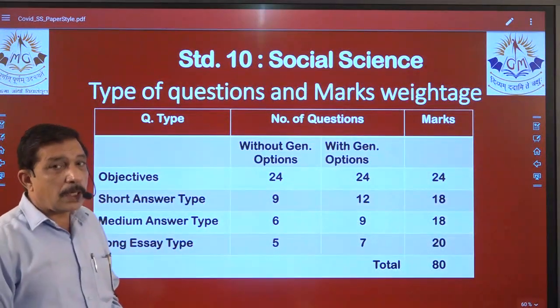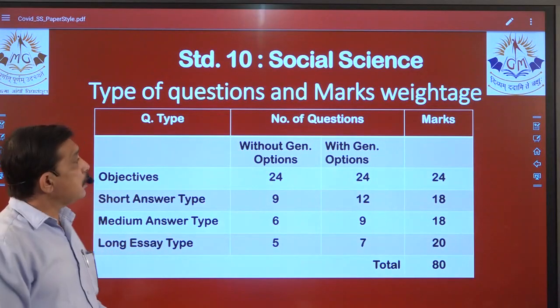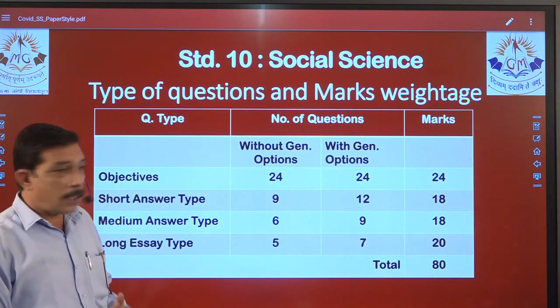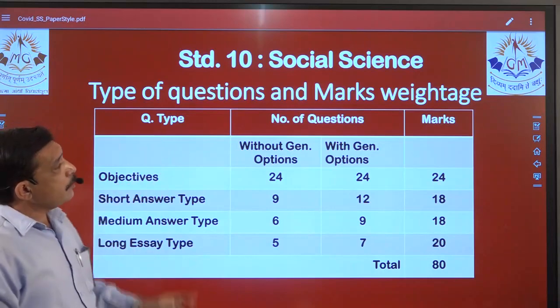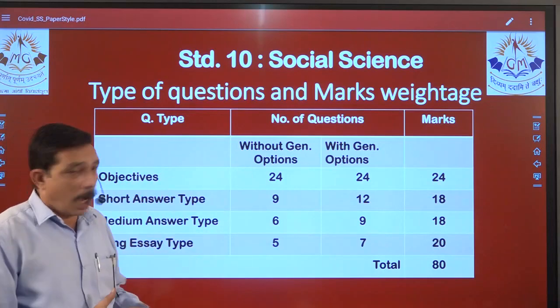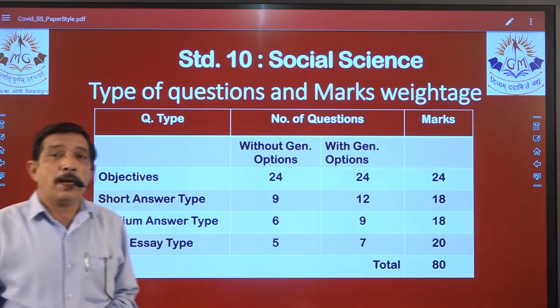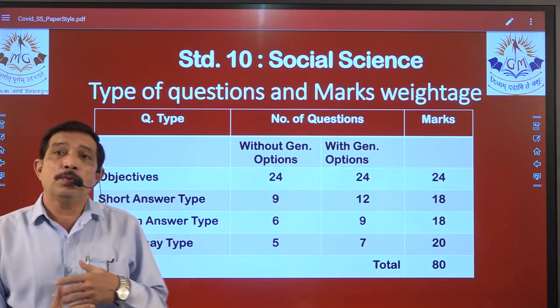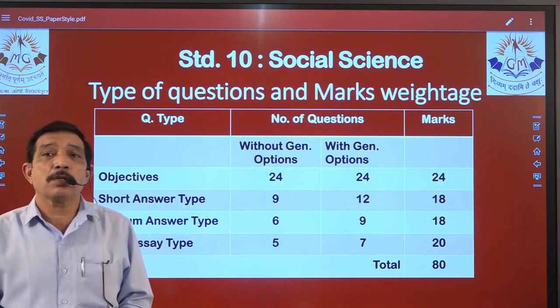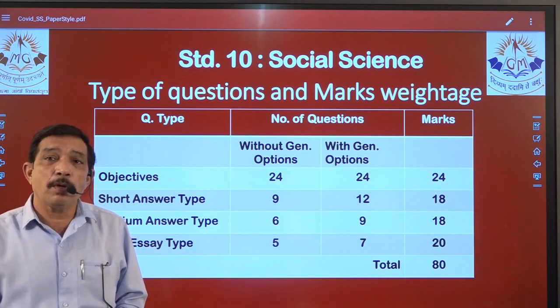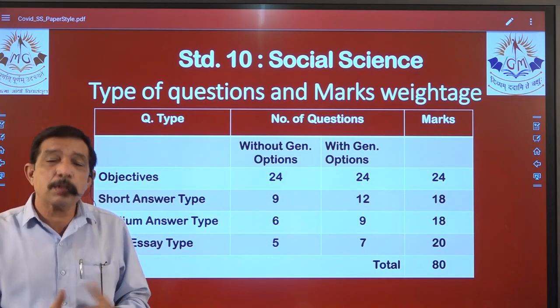Now, type of questions and mark weightage, that is what we are going to discuss, right? First, question type, number of questions and marks. Now this time a new system is in place because of the change in the question paper pattern and the syllabus.